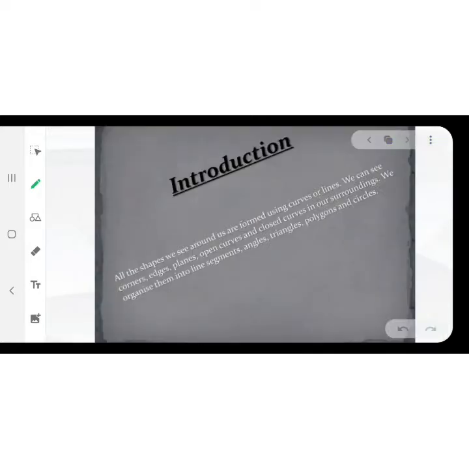All the shapes we see around us are formed using curves or lines. We can see corners, edges, planes, open curves and closed curves in our surroundings. We organize them into line segments, angles, triangles, polygons and circles. So whatever shapes we see in our surroundings, we can organize them into different basic geometrical shapes.